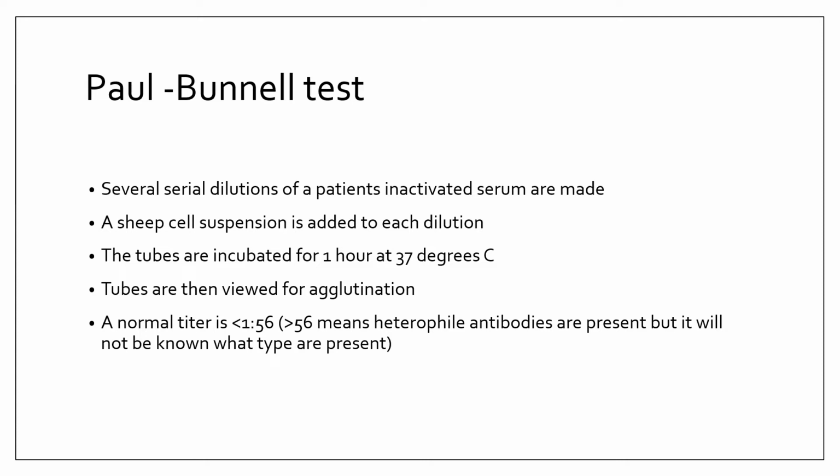The tubes are then viewed for agglutination. We look for agglutination, and the last tube that agglutinates is your titer. So our normal titer is less than 56. We always report the reciprocal of the titer. So if a titer is 1 to 56, we would report the reciprocal, which would be 56. Any titer above 56 means that heterophile antibodies are present, but it's not going to tell us which type of heterophile antibody is present.